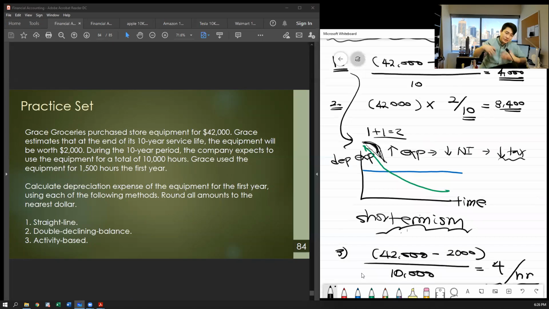So again, during the exam, make sure that for the straight line method and activity-based method, you include the residual value in your depreciation expense computation. Whereas for the double declining method, you do not ever include the residual value in your calculation. Okay.